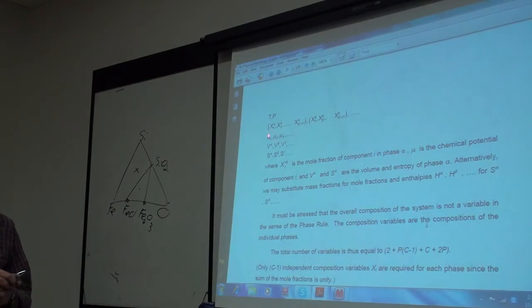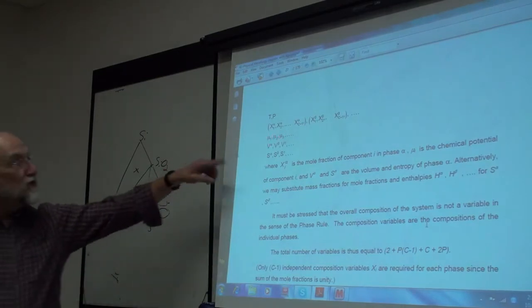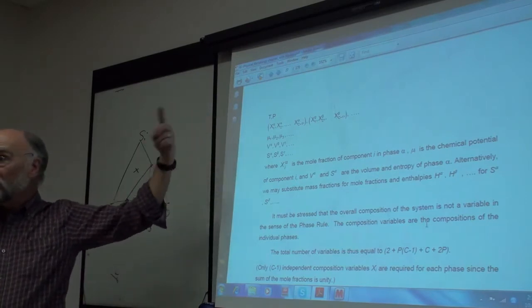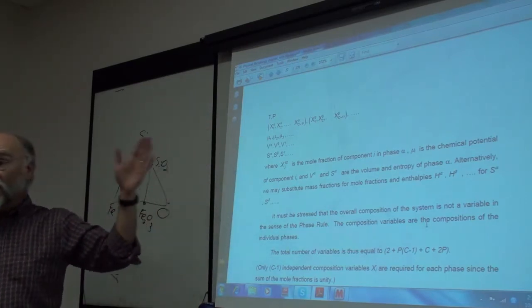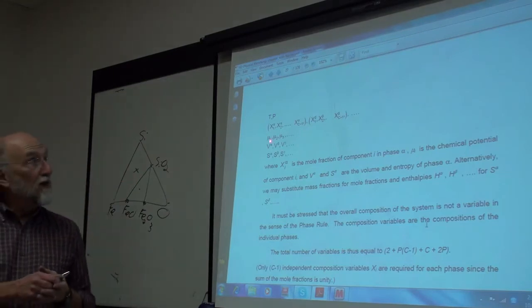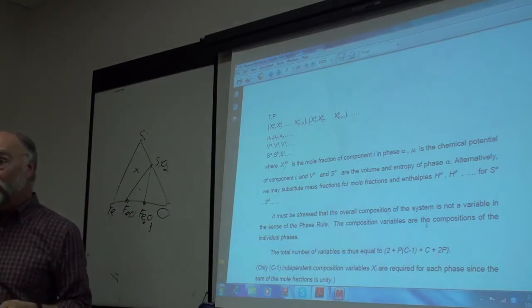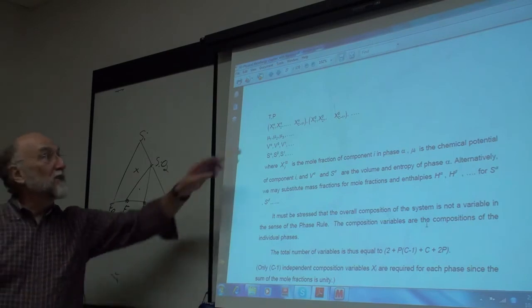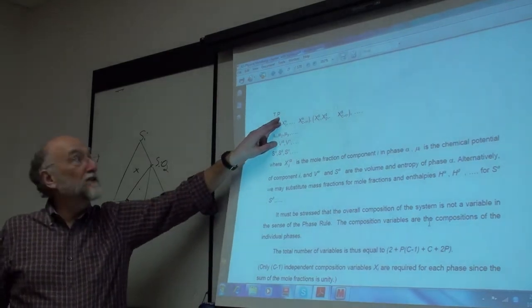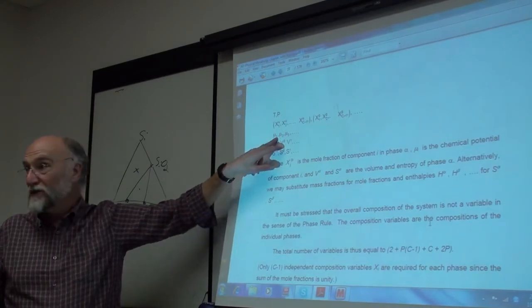You have the chemical potentials, mu1, mu2, mu3. I do not write mu1 alpha, mu1 beta, mu1 gamma, because when the system is at equilibrium, they're all the same. Mu1 is the same in all phases, so there is only one variable mu1. It is the same for the same reason that every phase is at the same temperature, every phase is at the same pressure, and every phase is at the same chemical potential.